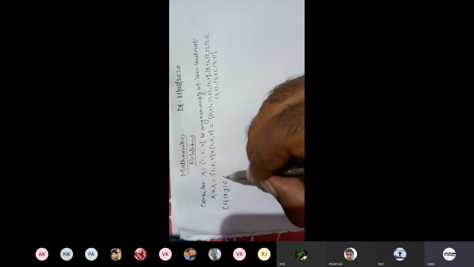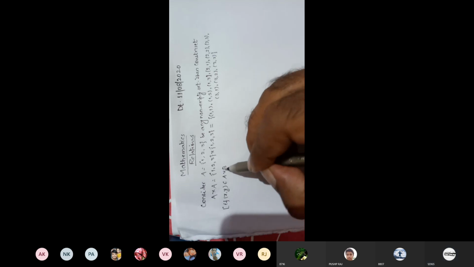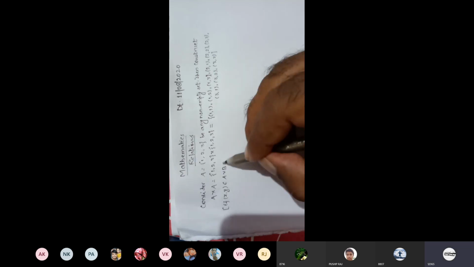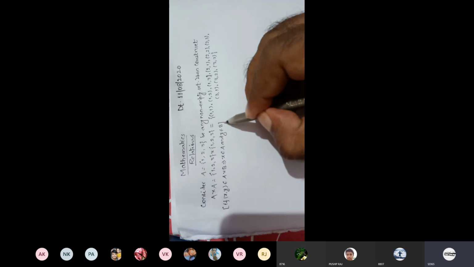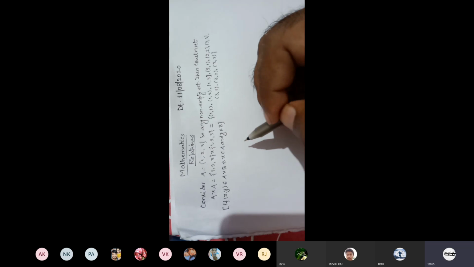Always remember, I am going to write here: if X, Y belongs to A cross B, then X belongs to A and Y belongs to B. This is the meaning of Cartesian product. So this is your A cross A.